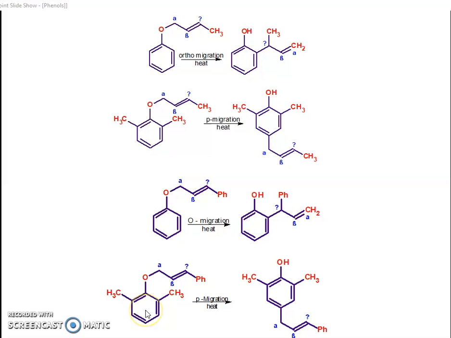But by using the tracer technique, we confirmed which carbon is attached at the para position and which is attached to the ortho position. If ortho migration takes place, the gamma carbon is attached to the ortho position, and if para migration takes place, the alpha carbon is attached to the para position. So by using this tracer technique, we can confirm which carbon is attached to which position. Okay, thank you.